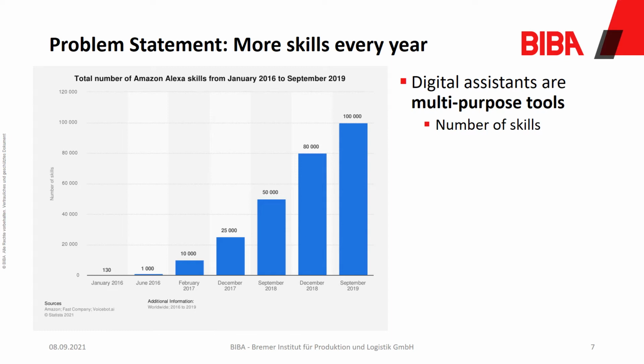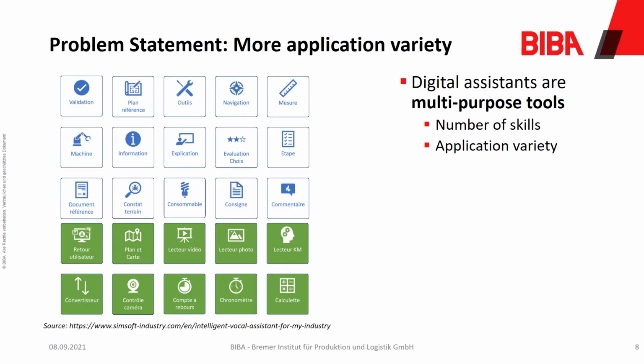And here on the left hand side you see the illustration of the number of Alexa skills from 2016 to 19. There's a steady increase in the number of these skills up to 100,000, and nowadays we probably have something like 200,000 skills for Alexa alone. There are other assistants that come with their own skills or similar skills, and this illustrates that there's a variety of purposes that can be met with an assistant.